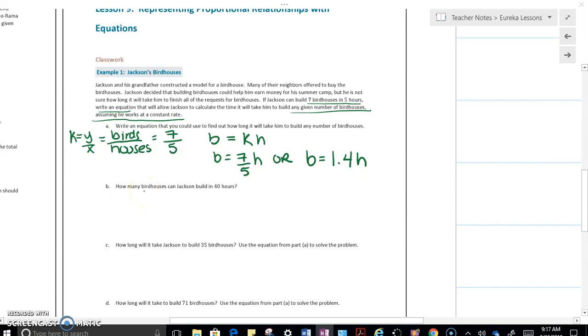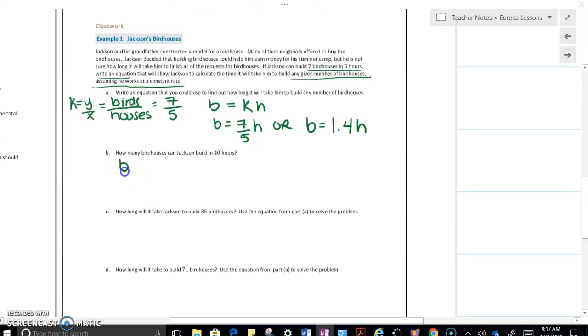How many birdhouses can Jackson build in 40 hours? Well, replacing my values. We already know that b, we're trying to find b, k is 1.4, and h is, according to the problem, 40. Place your value, so b equals 1.4 times 40. Then b is equal to 56.